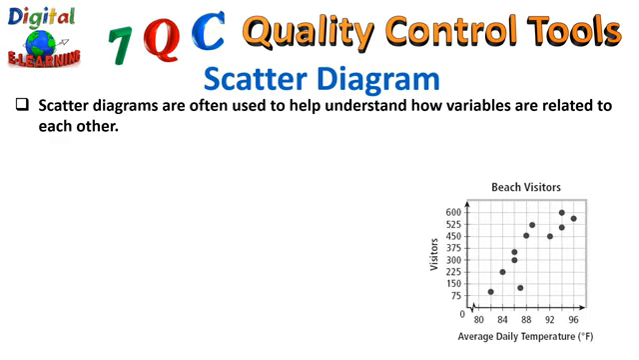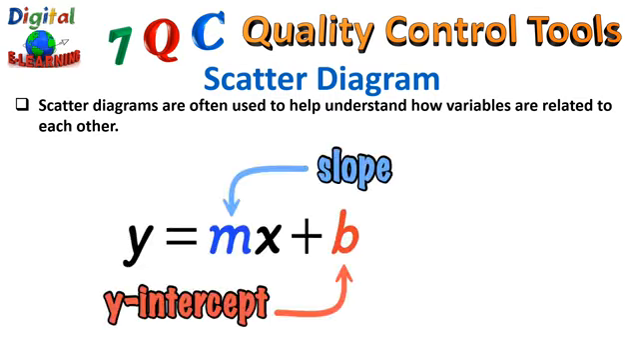y-axis here. With this graph you can see that there is a direct relationship between the number of visitors and the average daily temperature. This is governed by the equation y equals mx plus b, where y represents the dependent variable, m represents the slope of the line, x represents the independent variable, and b represents the y-intercept.